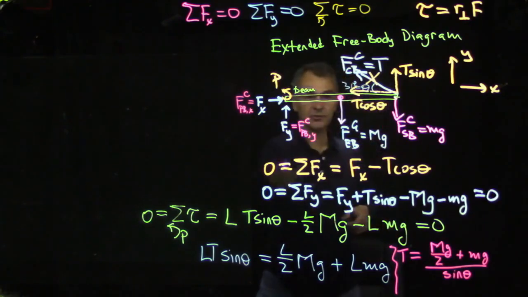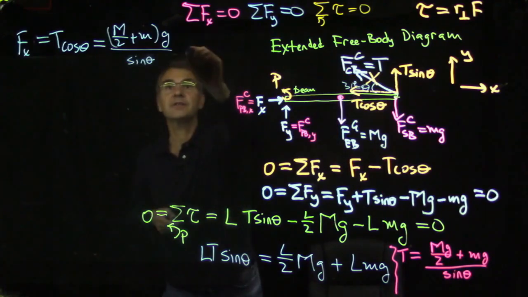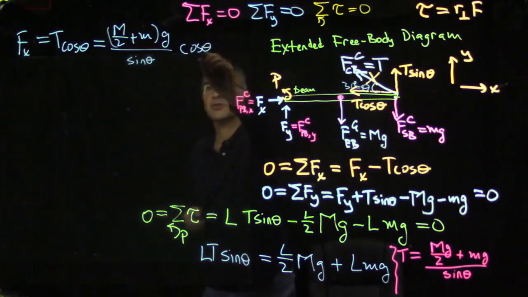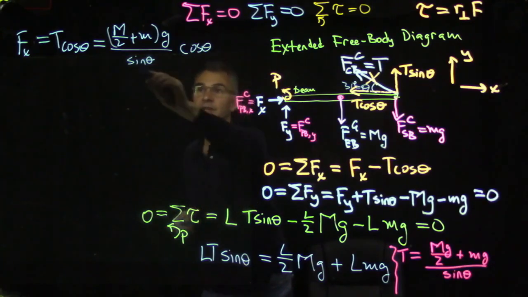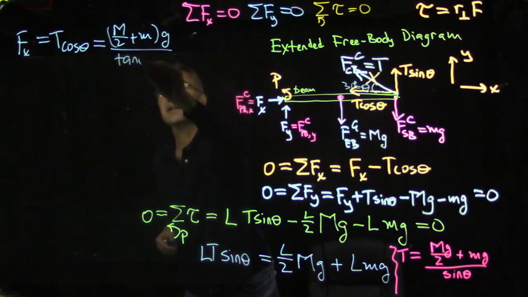Now that we have the tension, we can easily figure out the horizontal force exerted by the hinge. So we take this tension times cosine theta. So this is cosine theta divided by sine theta. But you know that cosine theta divided by sine theta is just one over tan theta. So in fact, this is just like writing tan theta downstairs.